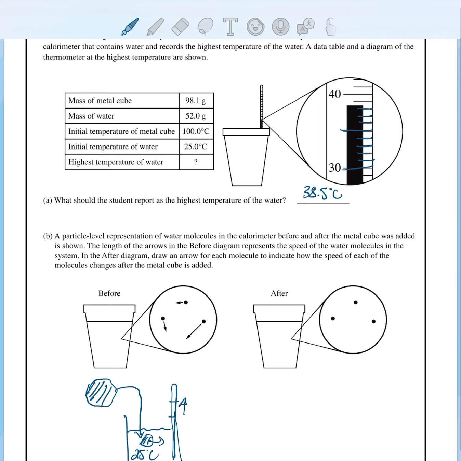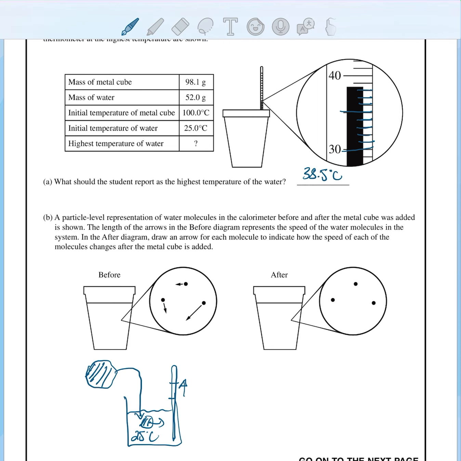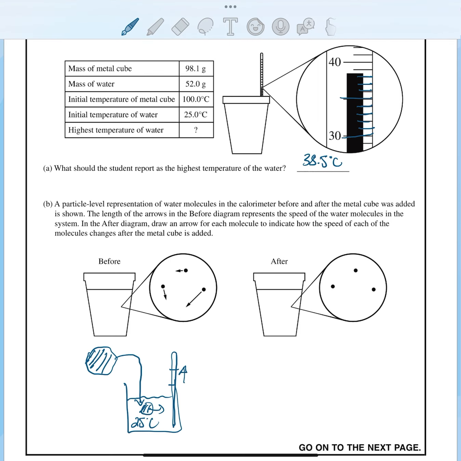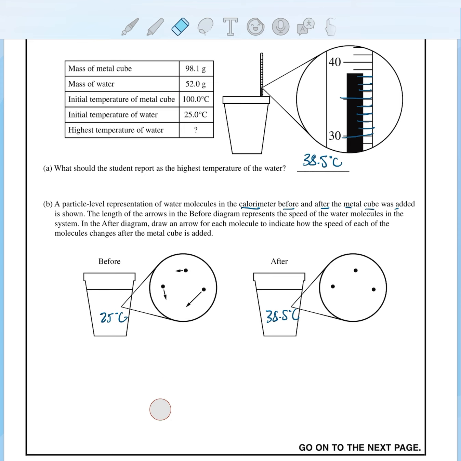Moving on to question B, a particle level representation. A diagram is shown below of the water molecules in the calorimeter before and after the metal cube was added. Where it says before, this is the water at 25 degrees Celsius, and where it says after, that would be 38.5 degrees Celsius. That's linked to question A. I'm going to erase what I did here.